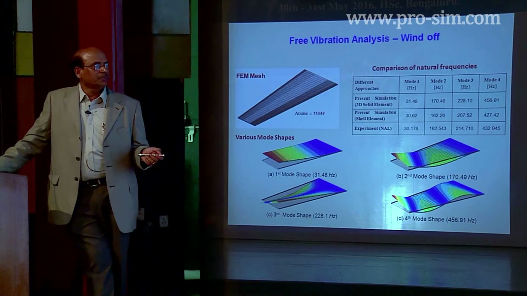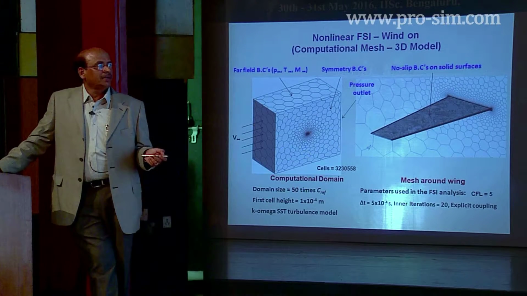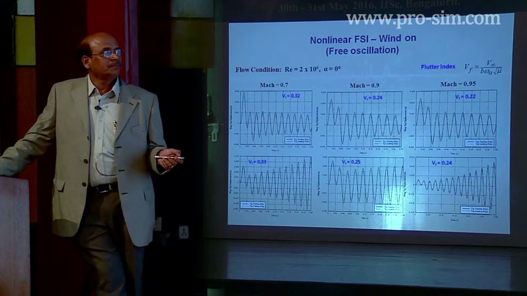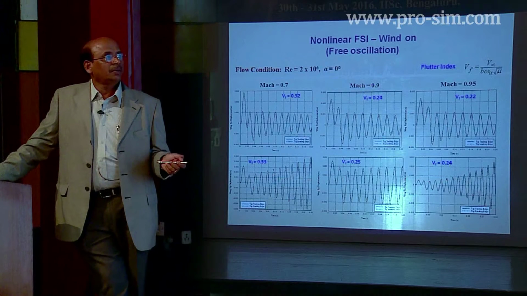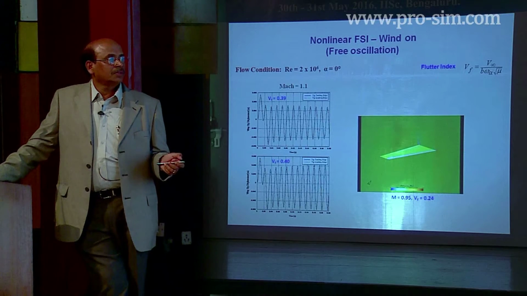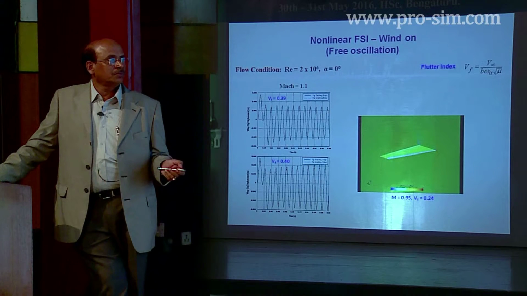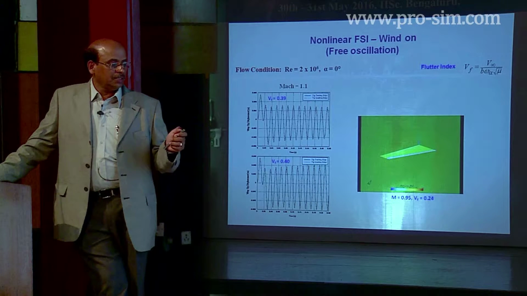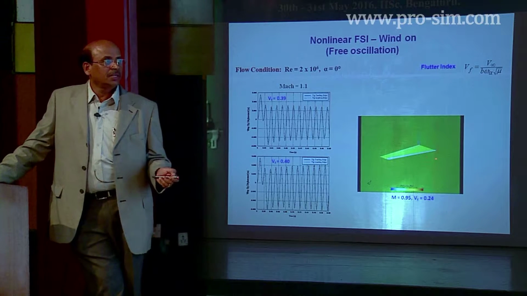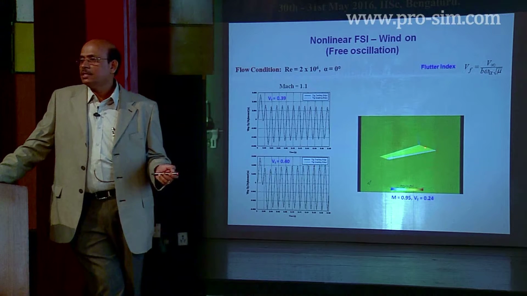These are the free vibration mode shapes. Then this is the finite difference grid that is used for modeling the CFD. These are the time histories that are obtained, from which the flutter index is computed. Actually, there is an animation here also. You can see that in the time domain, a time history is being computed. That means aerodynamic equations as well as structural equations are simultaneously being solved.